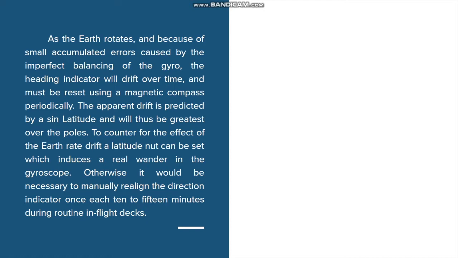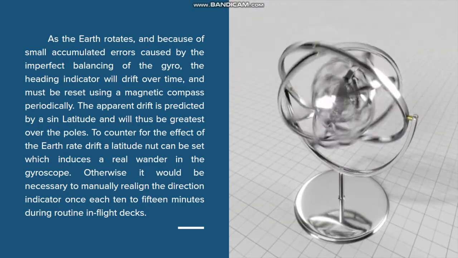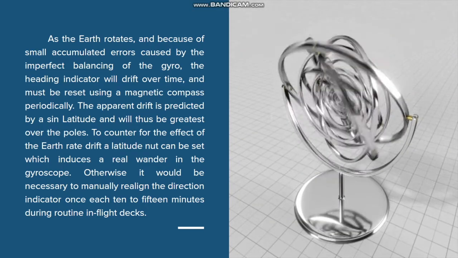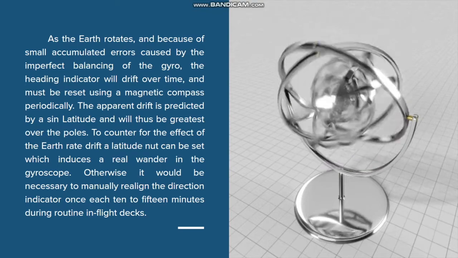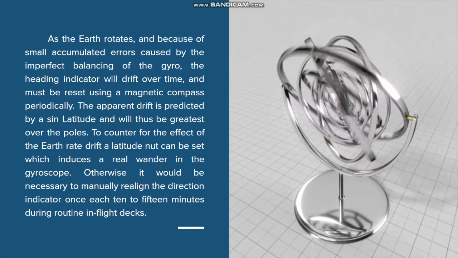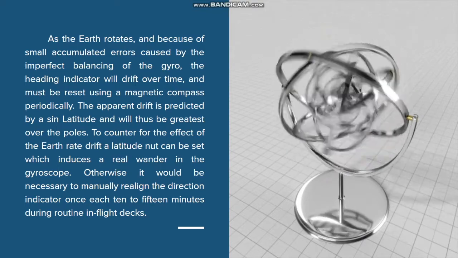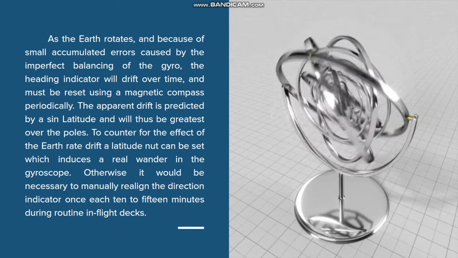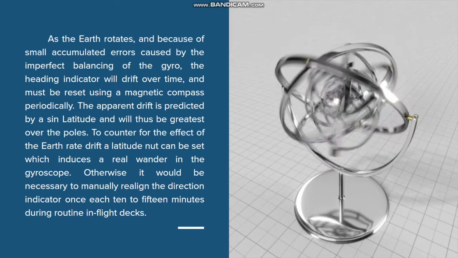As the Earth rotates, and because of small accumulated errors caused by the imperfect balancing of the gyro, the heading indicator will drift over time and must be reset using a magnetic compass periodically. The apparent drift is predicted by a sine of latitude and will thus be greatest over the poles.